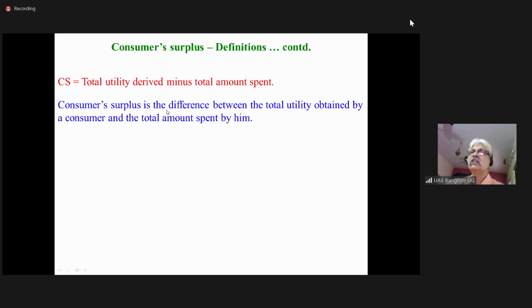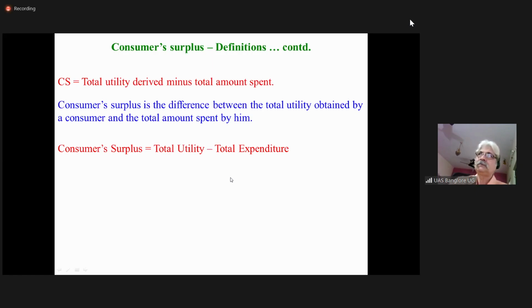So consumer surplus is the difference between the total utility obtained by a consumer and the total amount spent by him. So it can be written as consumer surplus is equal to total utility minus total expenditure. How do you calculate the total utility? Total utility is the summation of marginal utilities.